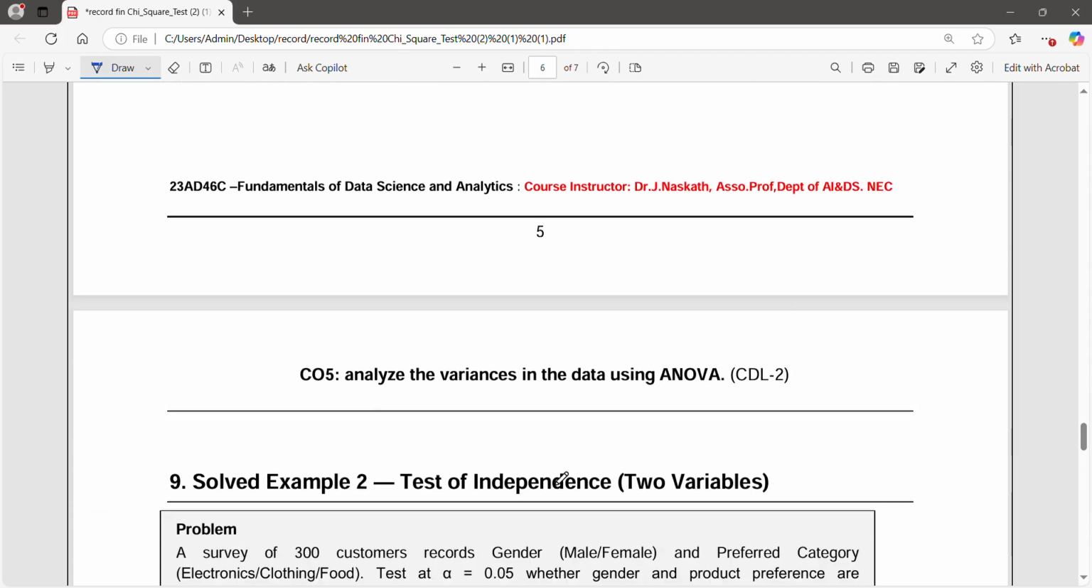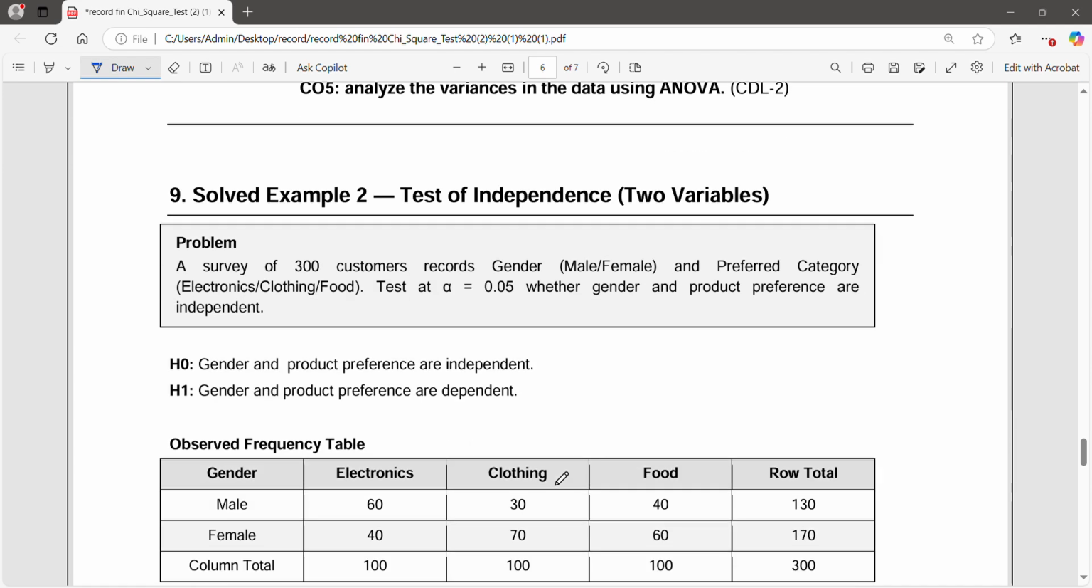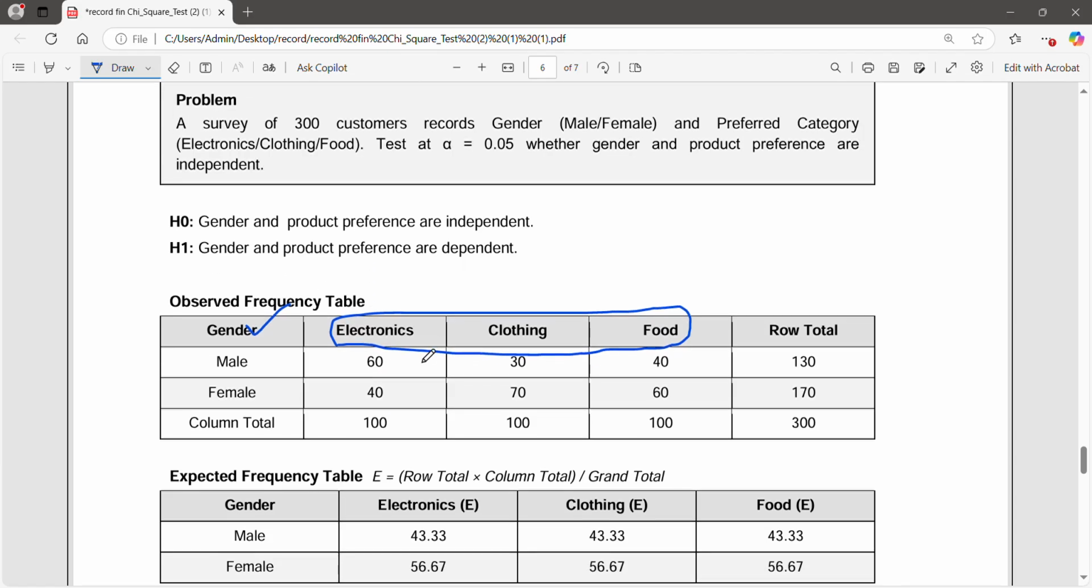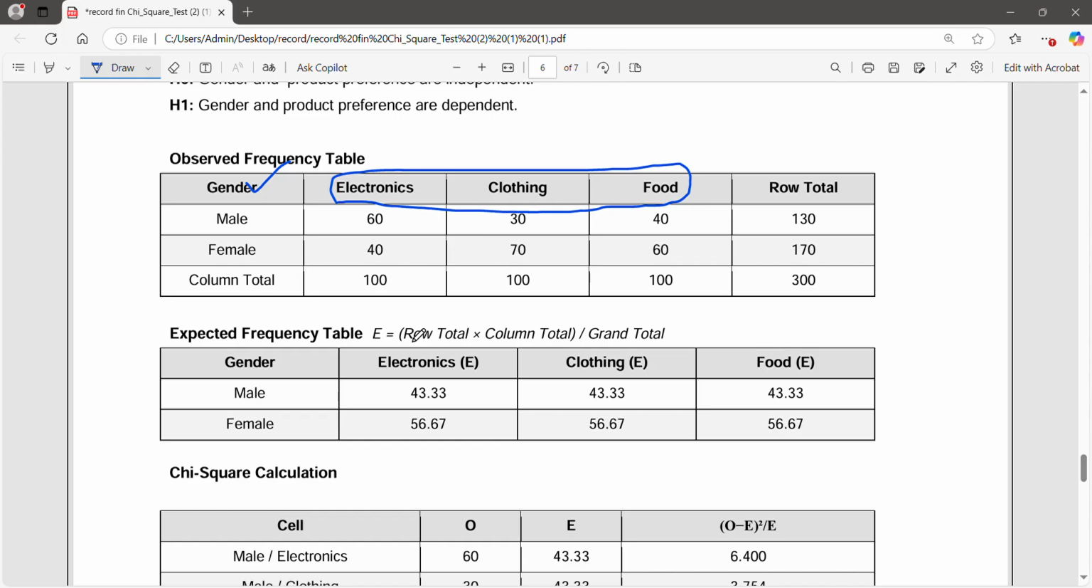Next we are going to discuss the test of independence, that is, two variables. Here one variable is gender, and the other is product type: electronics, clothing or food. Same as before, but we consider row and column totals here for degree of freedom. The expected frequency table is calculated from the row and column totals divided by the grand total. These are the row totals, these are the column totals, and the final total is 300.